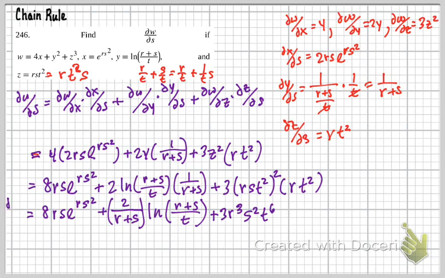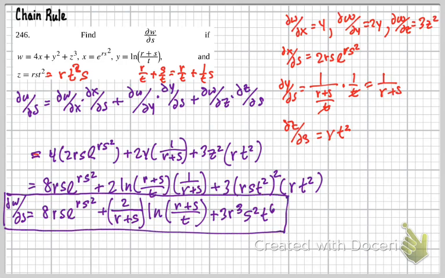This is our dw ds. And that's going to be, oops, let me try to get a better line here. It's going to be tough to circle it well. There, that's not too bad. So that's our answer for this one here.